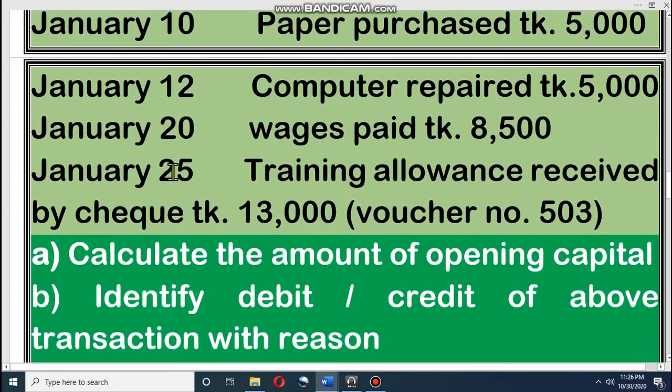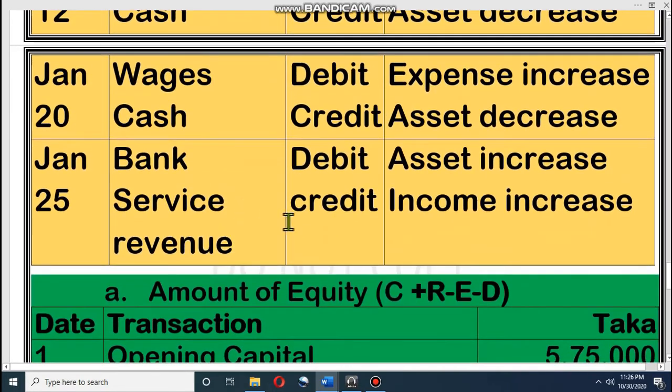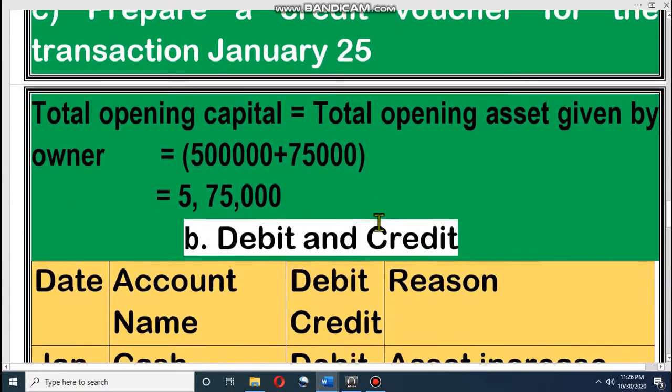Next transaction, training allowance received by check. That means now we are receiving money, but by check. If we receive money by check, then we have to write bank account. That means bank debit, service revenue credit. This is our income. Bank is an asset that increases, debit. On the other hand, service revenue is an income. You know that when income increases, it is credit. This is the debit, credit, with the reason. I hope all of you understand.